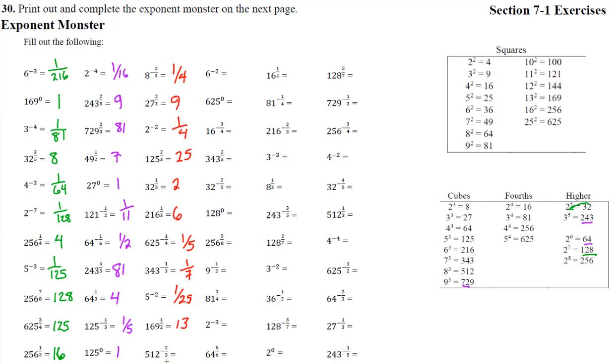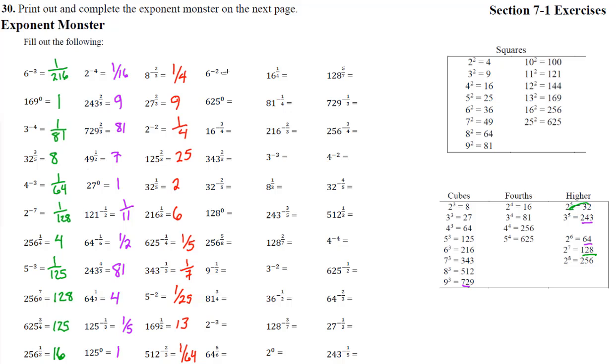512 to the negative 2/3 power, we've got three things here. We've got a cube root, which is 8. Then we're going to square that, which is 64. And then we're putting it on the bottom. Oh, that was involved. Okay, the next one.